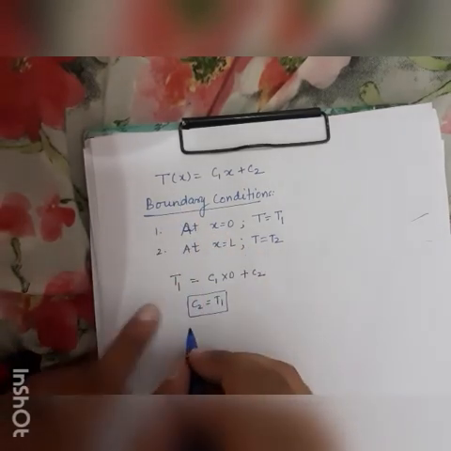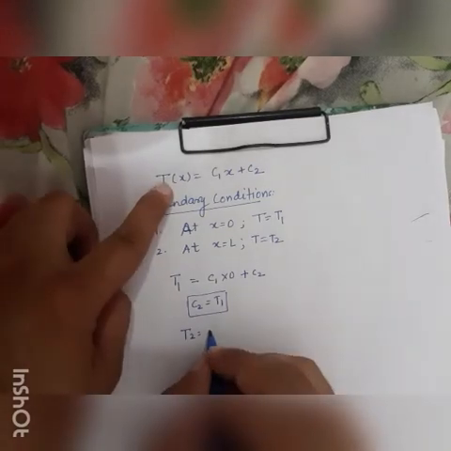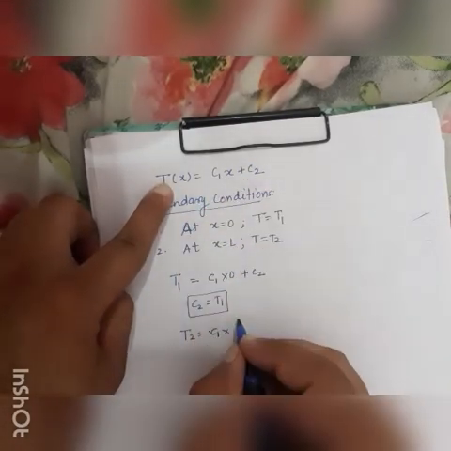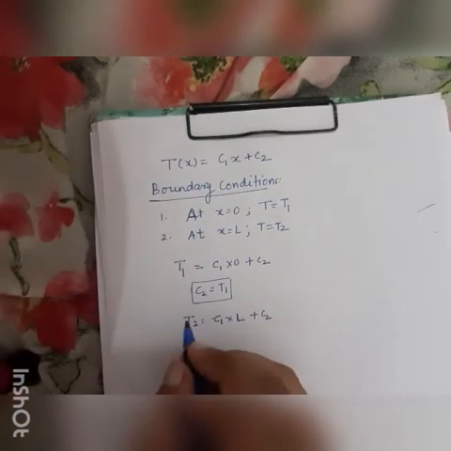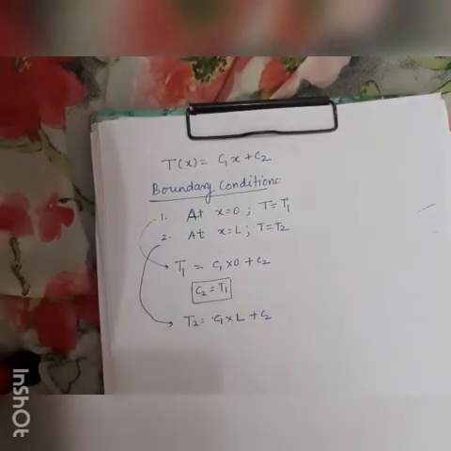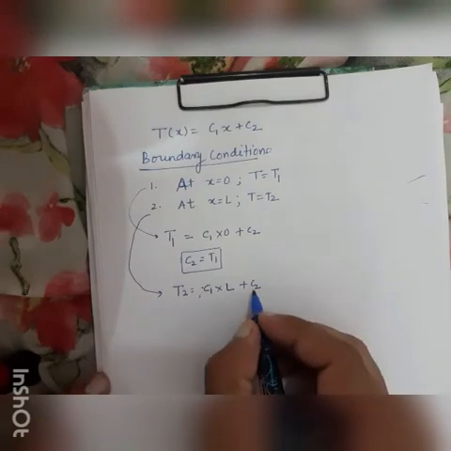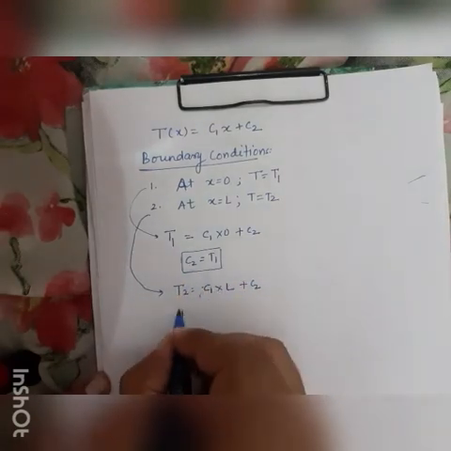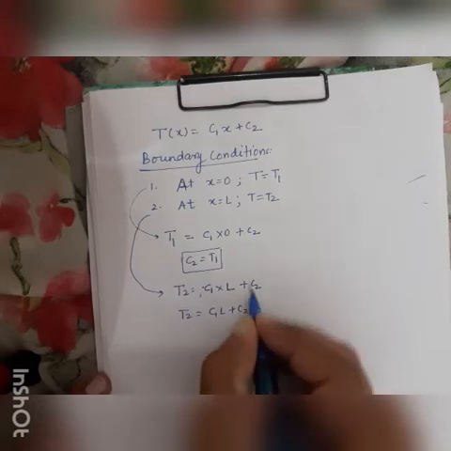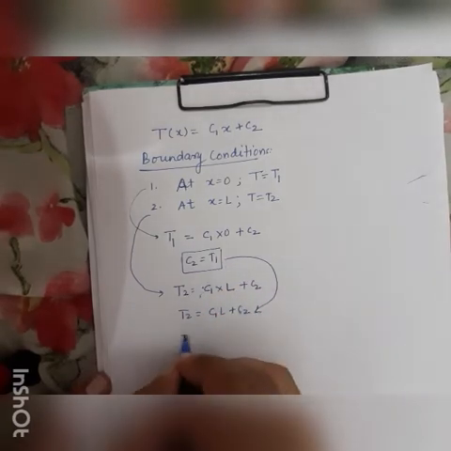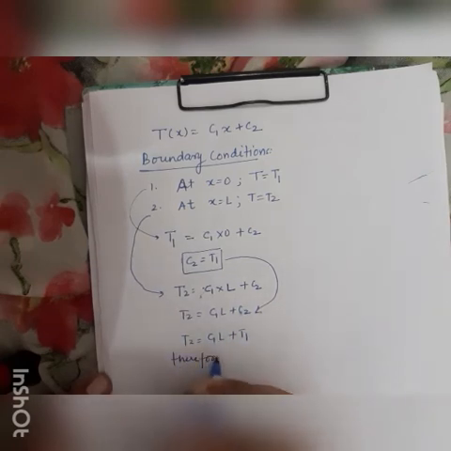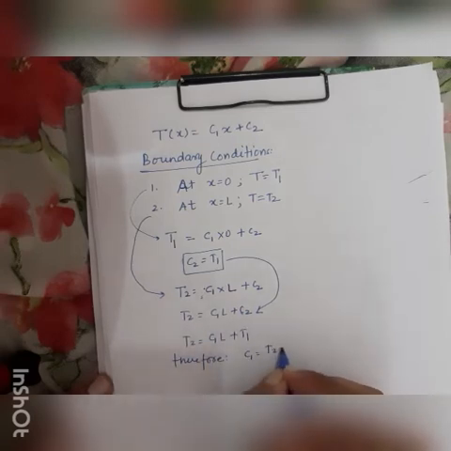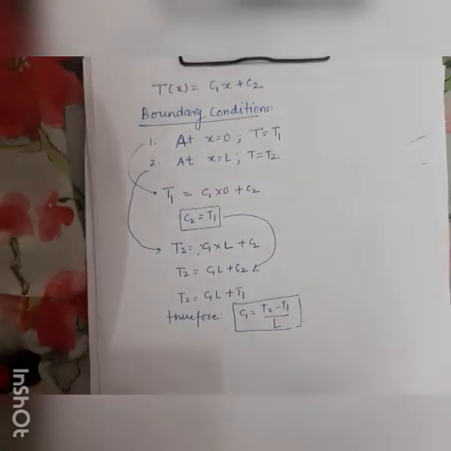And put the second boundary condition, that T equals T2 when x equals L. Put the value of x equals L and T equals T2. This is the first boundary condition, and this is from the second boundary condition. Since C2 is T1, we get this equation: T2 is equal to C1 L plus C2. Now put this value of C2 over here. T2 is equal to C1 L plus T1. Therefore, we will have C1 is equal to (T2 minus T1) by L. That is how we have calculated the constants of integration.